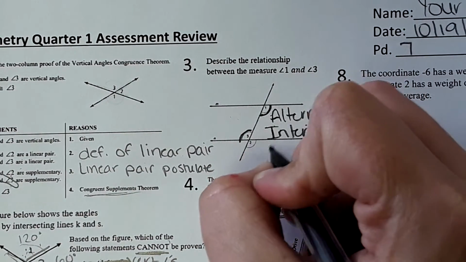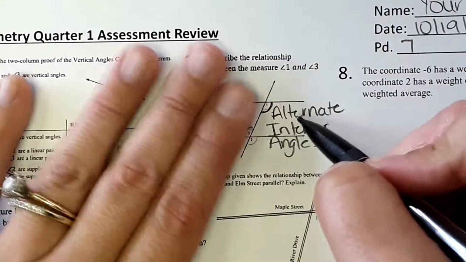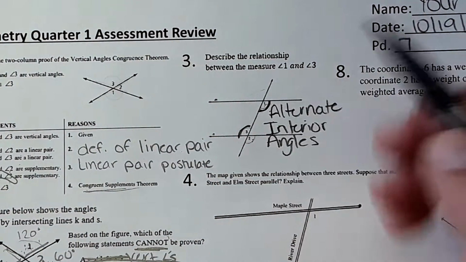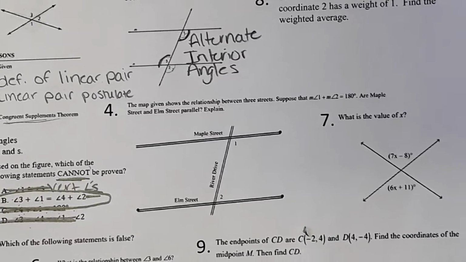Also consider how they might ask it in a different way. Maybe they say, okay, what is 1 and 2? 1 and 2 are corresponding. They might ask about alternate exterior as well. So just kind of consider how they might ask the question on the quarterly assessment.